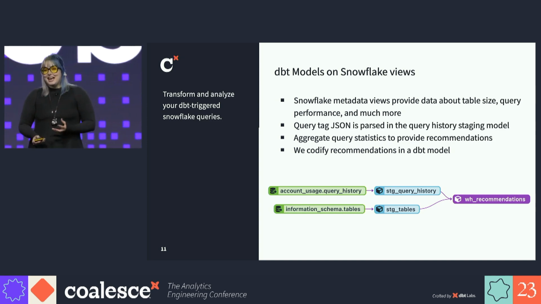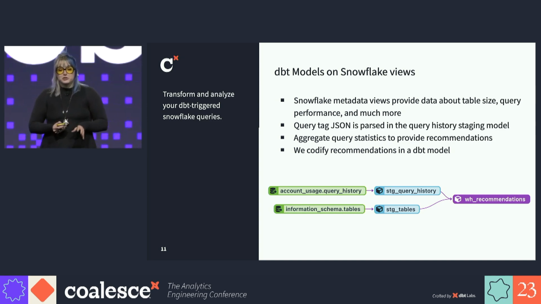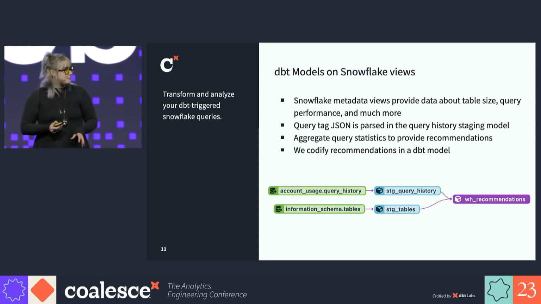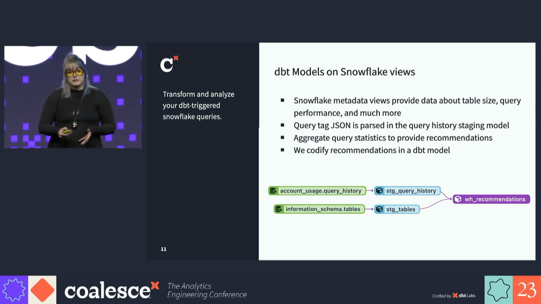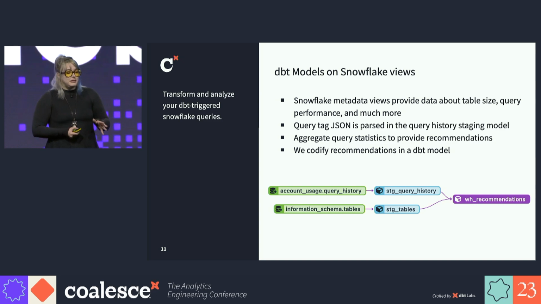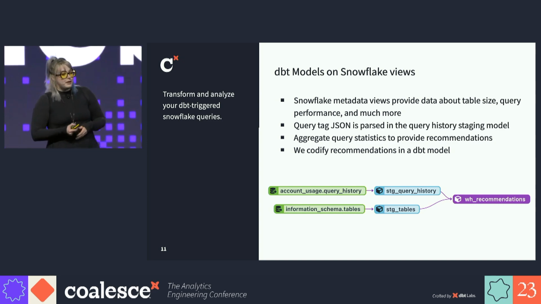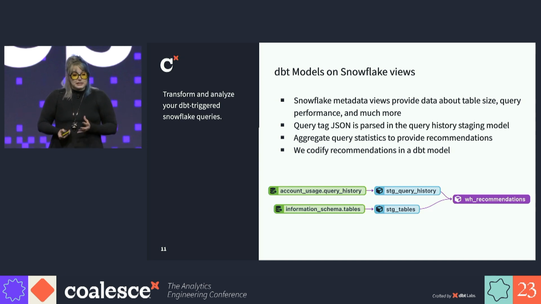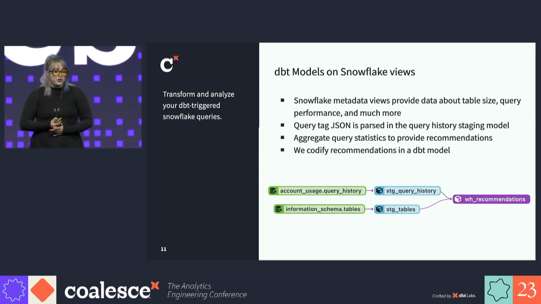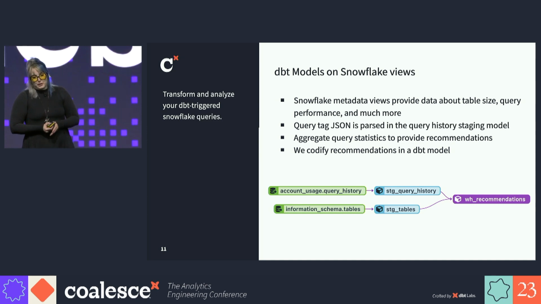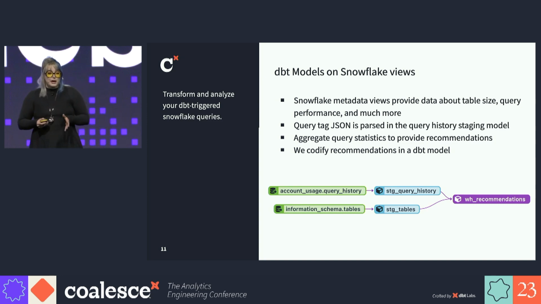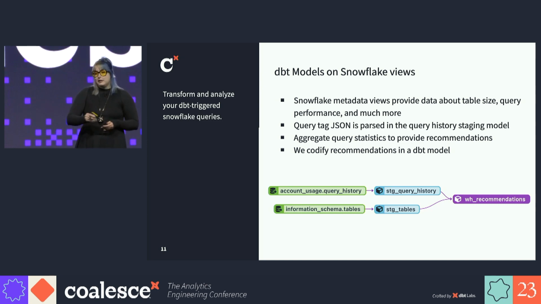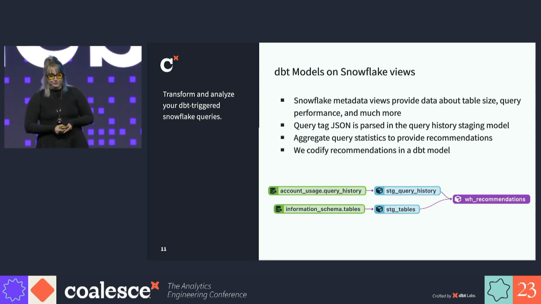OK. The query tags are specifically available in that query history view that you're going to find in the Snowflake database. It's in the account usage schema. We unpack those query tags because they are passed as JSON. We unpack them in the staging model for the query history view. And then we aggregate the statistics to provide recommendations in a downstream model. Here, for shorthand, I'm just calling it warehouse recommendations. In that recommendations model, we codify the recommendations of what compute resources we define as acceptable and what we define as unacceptable and in need of optimization.